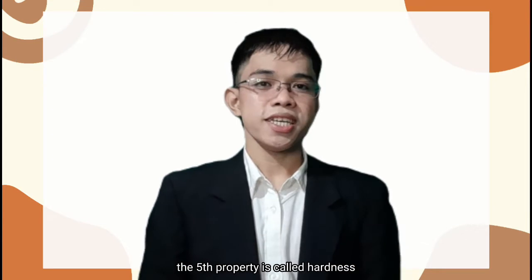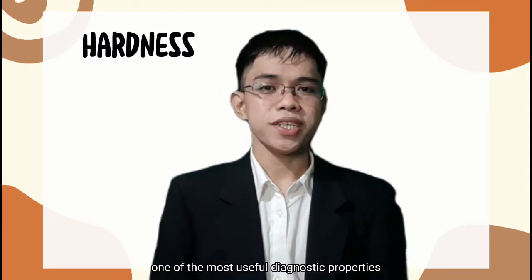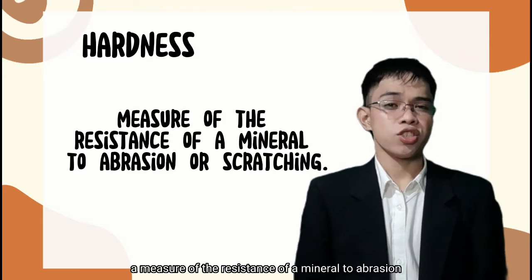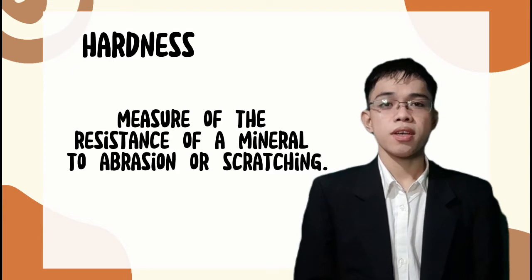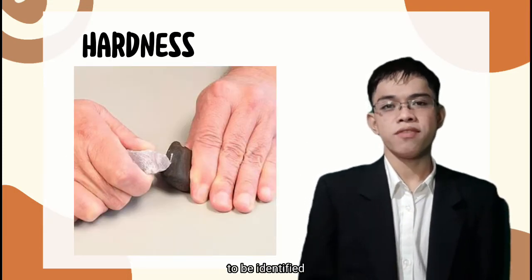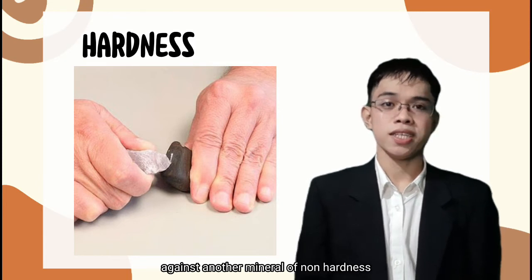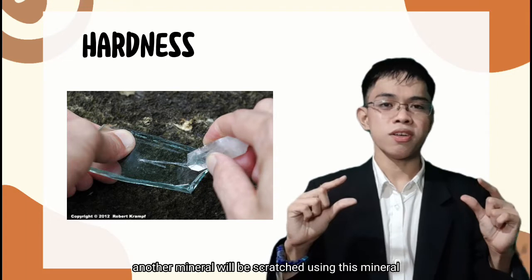The fifth property is called hardness. One of the most useful diagnostic properties is hardness, a measure of the resistance of a mineral to abrasion or scratching. This property is determined by rubbing the mineral to be identified against another mineral of known hardness. Another mineral will be scratched using this mineral.